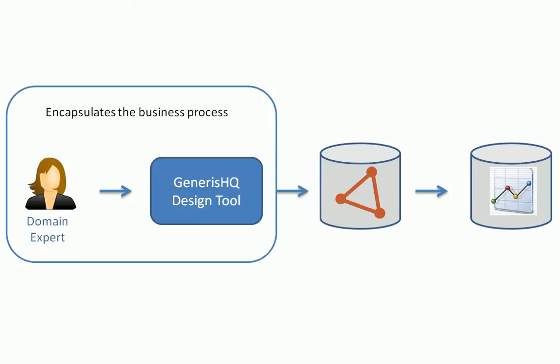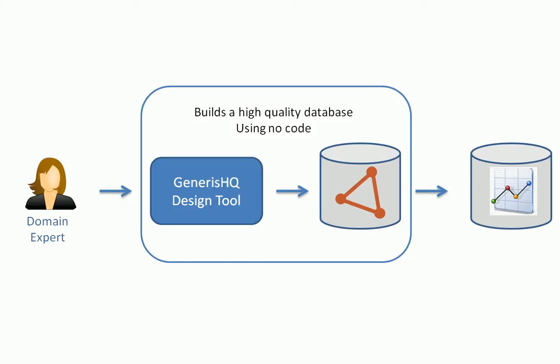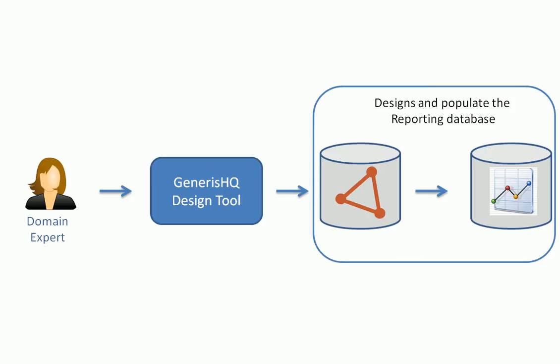The domain expert will encapsulate the business process using the language of the business. It will be added to the design tool, and from there we're going to build a high quality information system, a very high quality database, and we're not going to use any code. Finally, we're going to take the language that the domain expert used to develop particular business processes, and we're going to design and populate the reporting database. Again, we're not going to use any code.